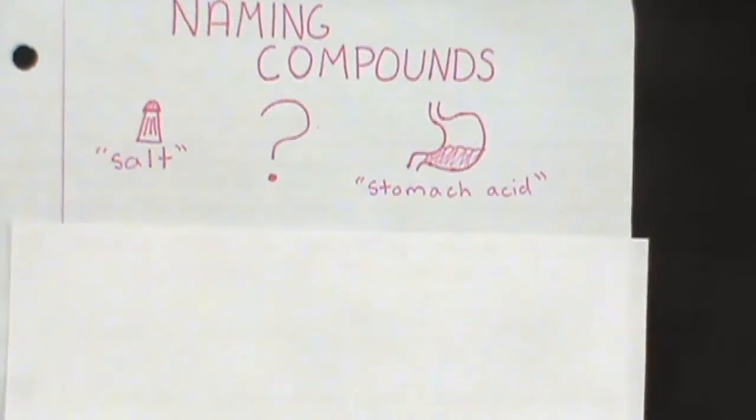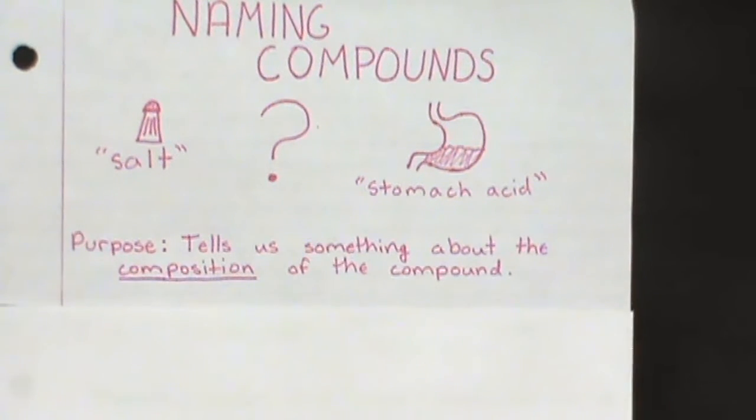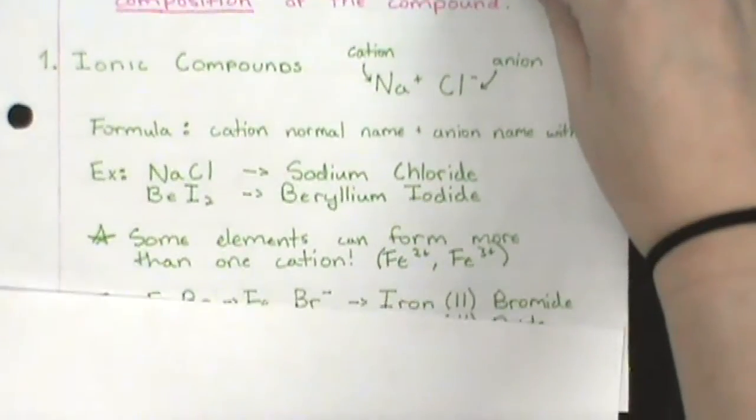But why aren't these names enough? Why can't we just call them salt and stomach acid? Well, scientists use these special names to tell us something about the composition of the compound. So it's not just salt and stomach acid, because those things don't tell us what it's made of.